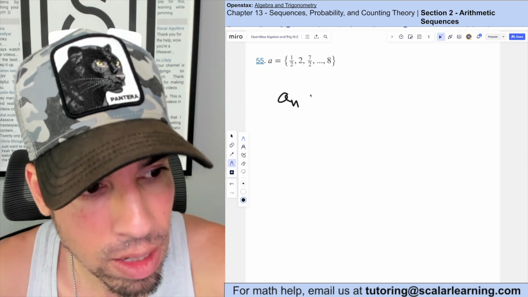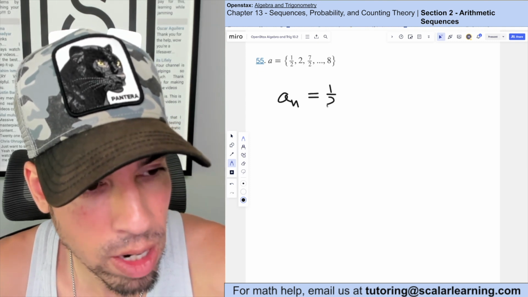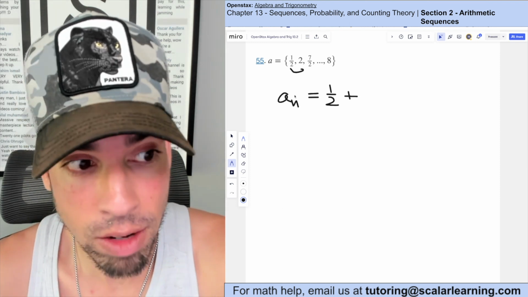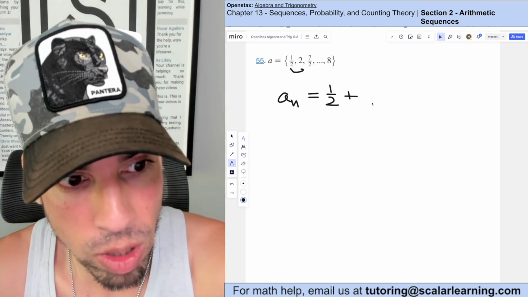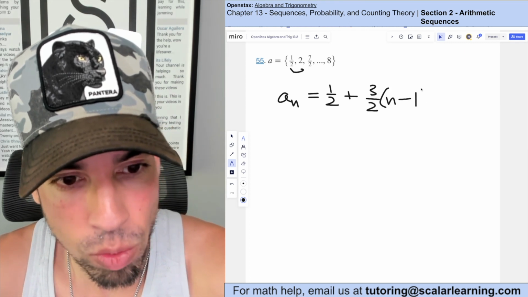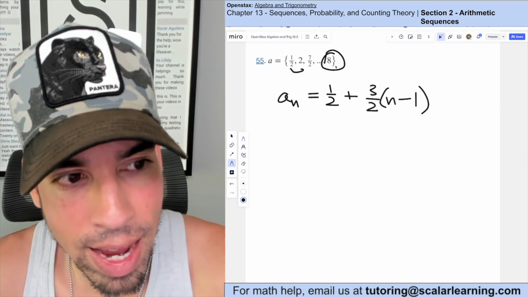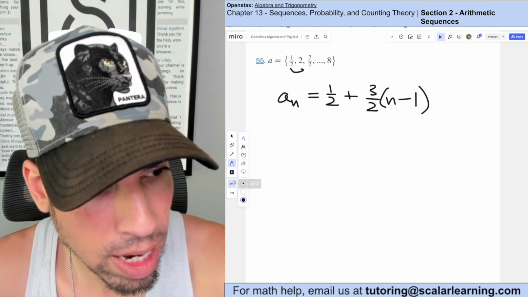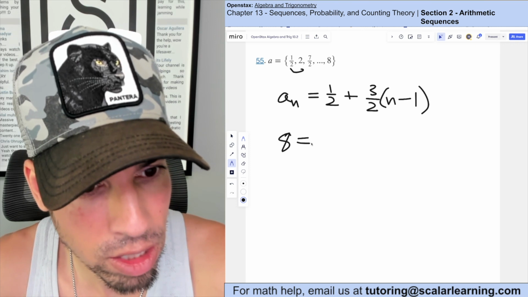A sub n is equal to my first term 1/2 plus the common difference, which looks like it's adding by 3/2 or 1.5, right? 1.5 plus 1/2 is 2. So we say 3/2 times n minus 1. So I want to know what n value is going to give me 8 as my a sub n term. So we're going to plug in 8 here and solve for n.